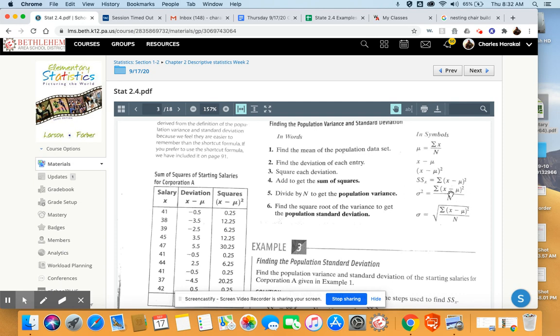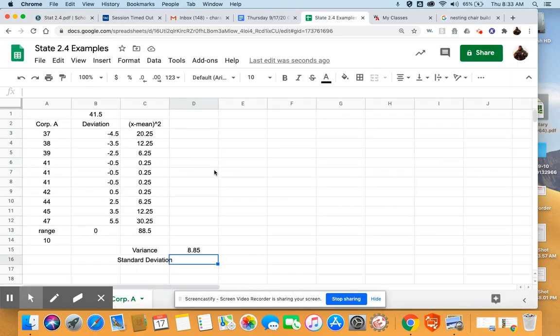So we go through, find our deviations, square them, find the sum, divide by n, and that result, which we got 8.85, is our population variance. When we take the square root of that, which we'll do next, standard deviation is equal to SQRT. That's how the Google Sheet recognizes square root. Square root of this number here, we get 2.97, and it's given us a huge decimal here, and that's okay.